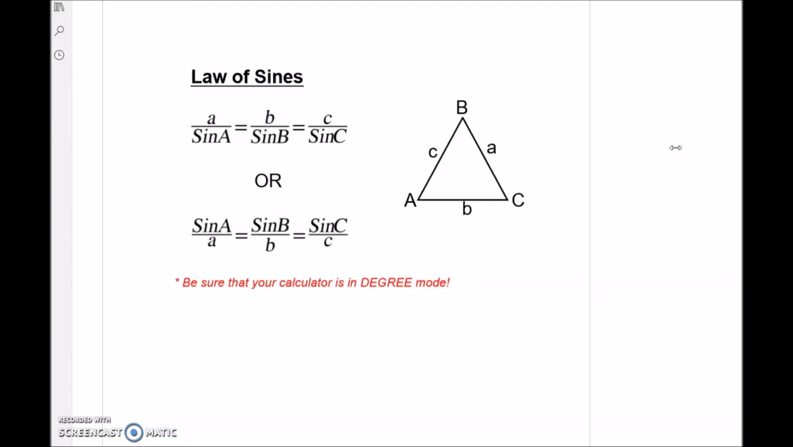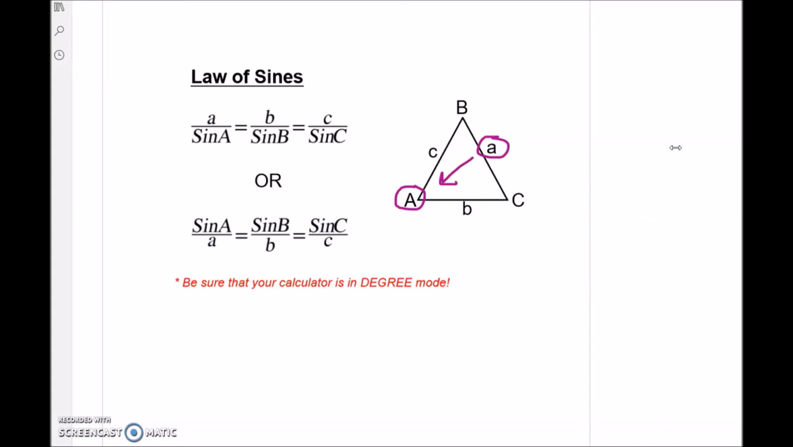The law of sines is simply setting up a proportion between your angles and the opposite sides. As you'll see, you have a over sine of A is equal to b over sine of B is equal to c over sine of C, or you can flip-flop your equation and put the sine expressions on the top and the sides on the bottom. Notice that we label the triangle with a large capital letter for the angle, and then the small letter is across from that angle.